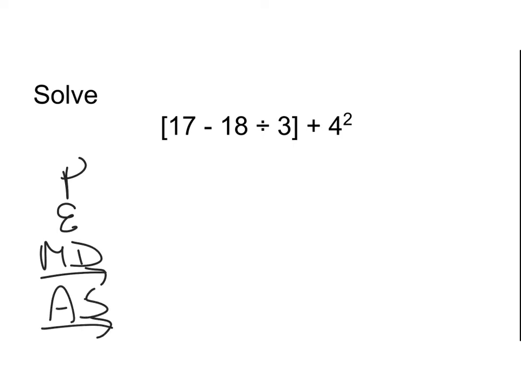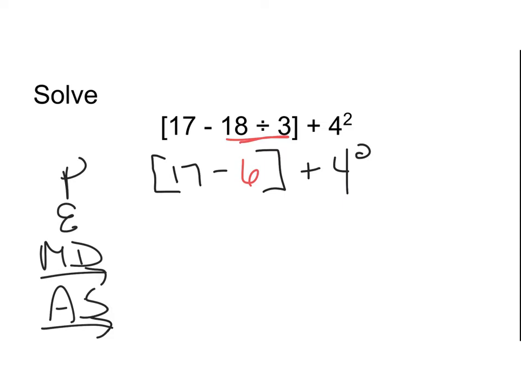So when you have parentheses, remember sometimes they'll have more than one operation, so you still use the same order. So in this case, we have subtraction and division, so we're going to do the division first. So I'm going to go ahead and start that. So I'm going to rewrite the equation, so that's 17 minus, and 18 divided by 3 is 6. So I'm going to go ahead and add 4 to the second power. So all I did is solve what I underlined and rewrote everything else.